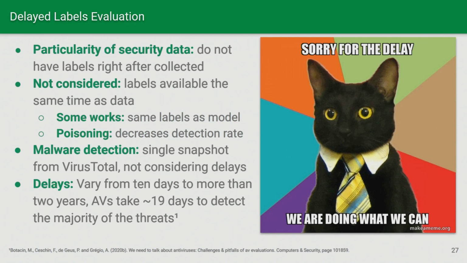Some works consider that the unlabeled data have the same label that the machine learning model predicted, which can be a problem since the model may be vulnerable to poisoning attacks, decreasing its detection rate over time. In malware detection, for instance, just a simple snapshot of the VirusTotal scan is used without considering the label's delay. According to the literature, malware labels can vary from 10 days to more than 2 years. Furthermore, AV solutions take about 19 days to detect most threats.